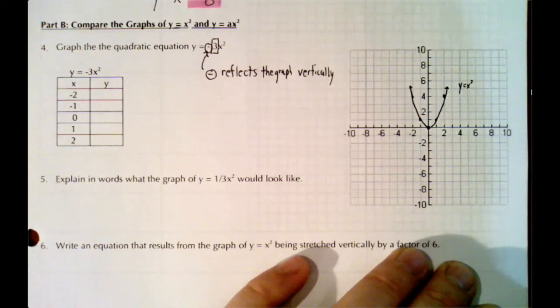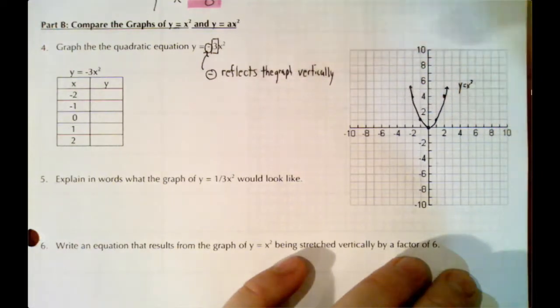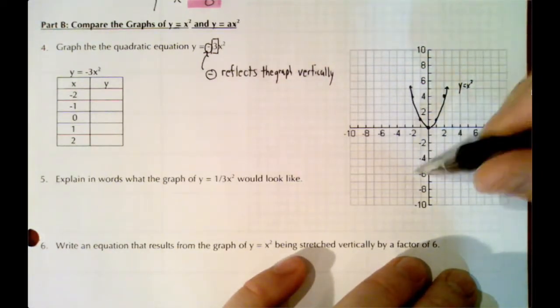There's y equals x squared. So our new graph, this negative 3x squared, is going to be the same graph but upside down. So you could flip it now if you wanted to.